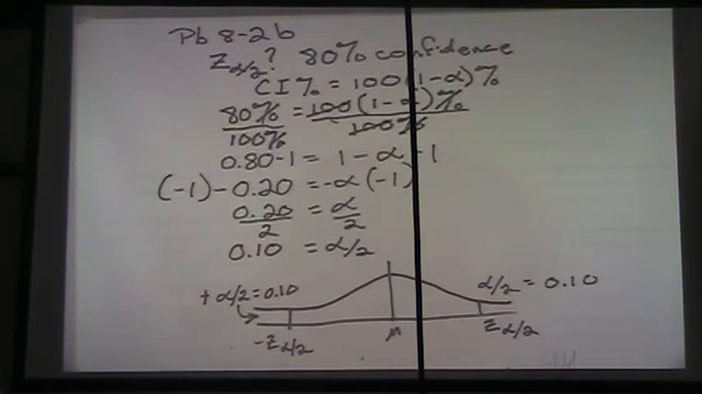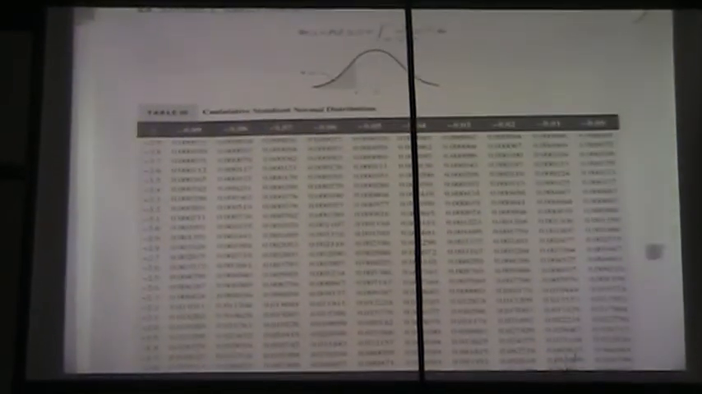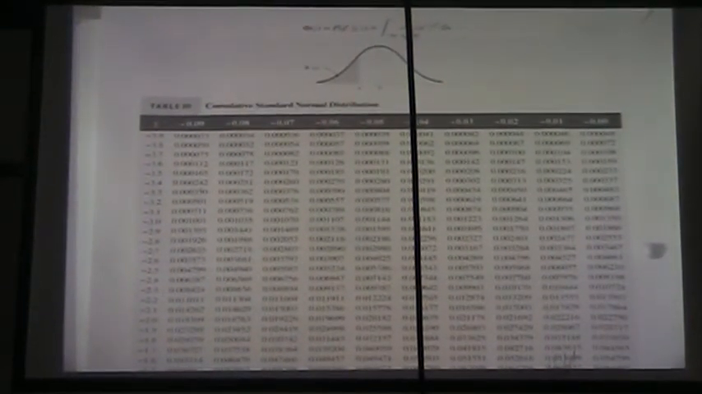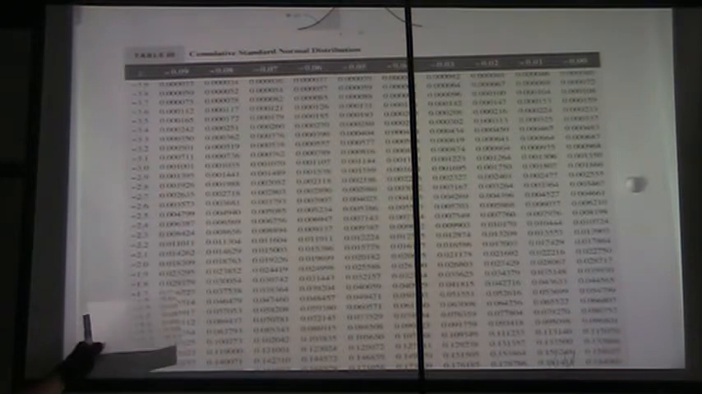All right, now I swear it's table time. Got to get my table up high enough that our numbers of interest are going to be in there. All right, so when I look at my table here, I am going to be looking for 0.10.